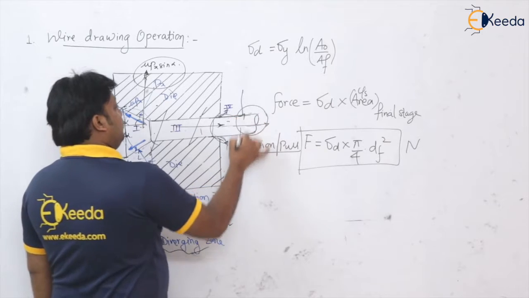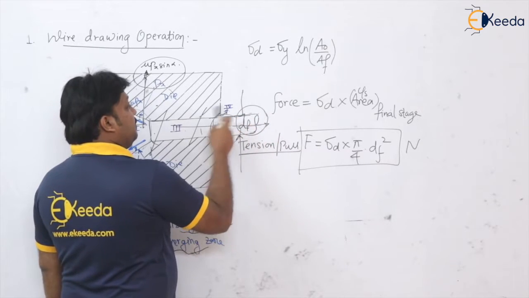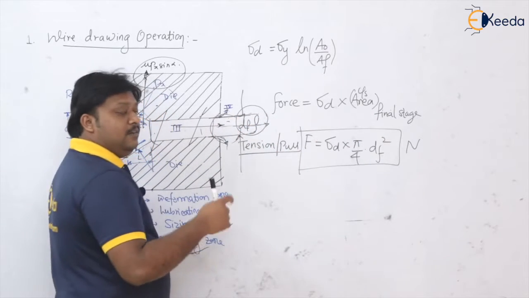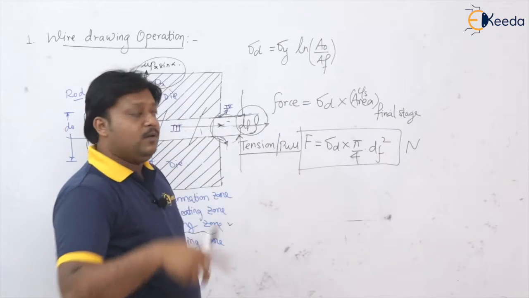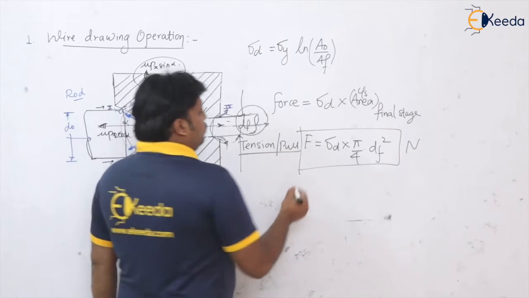This diameter we have to take. This diameter we are going to pull and we are going to coil this drawn wire onto the power reels. Okay. So this is the force.